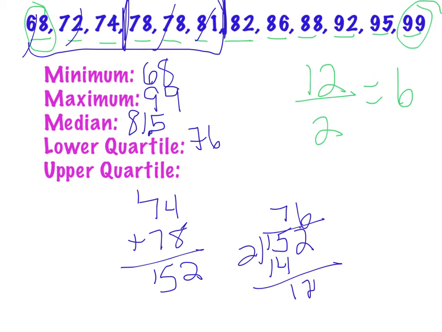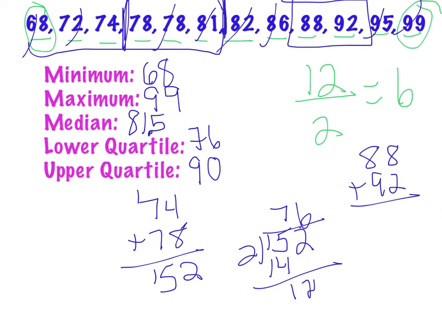If I go to my upper quartile, once again, canceling off back and forth, I have 2 in the middle again. I'm looking at 88 and 92. This time I know 90 is my middle, but once again, if you're not sure, just add them together. 88 plus 92 gives me 180, and I know 180 divided by 2 is 90.